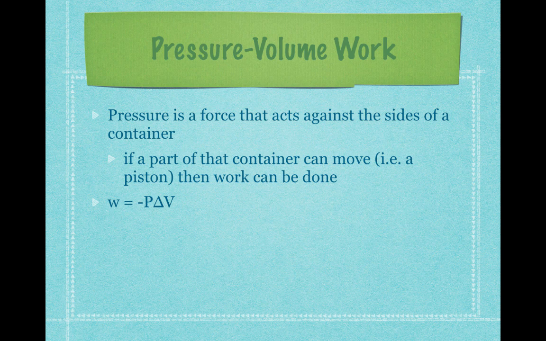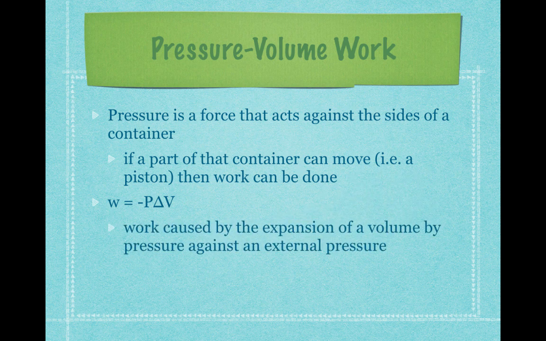And we get the formula here, work is equal to negative P delta V. So we have a pressure against which you're doing work, and delta V is the change of that volume. So this would be work caused by the expansion of a gas, or expansion of a volume of gas, by pressure internal against some external pressure, so maybe atmospheric pressure.